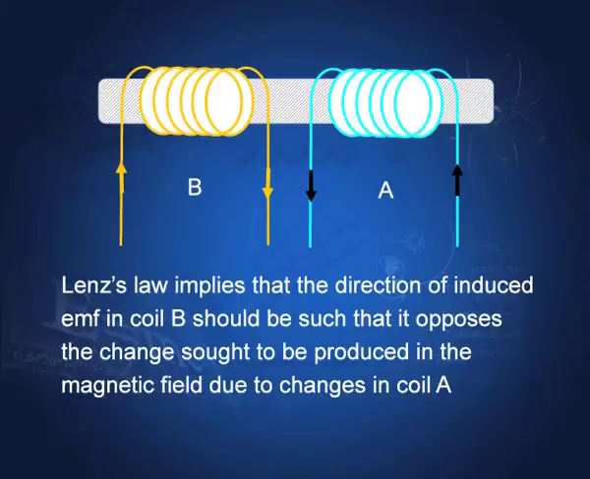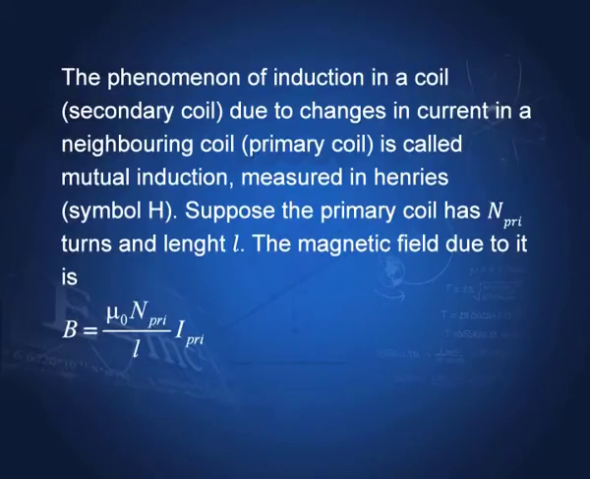And Lenz's law implies that the direction of the induced EMF in coil B should be such that it opposes the change sought to be produced in the magnetic field due to changes in coil A. Again, the thing that we have been doing so far. The phenomenon of induction in a coil due to changes in current in a neighboring coil is called mutual induction. This is also measured in the same units, Henrys, in which the self inductance is measured.